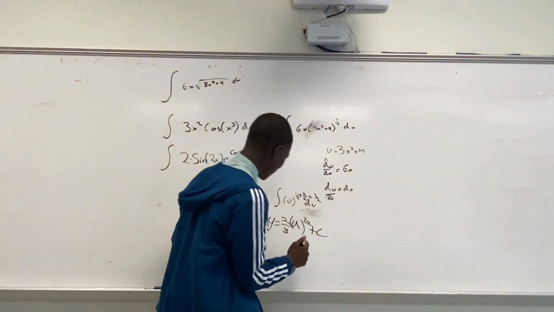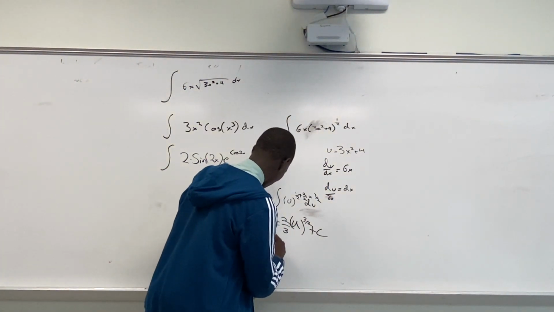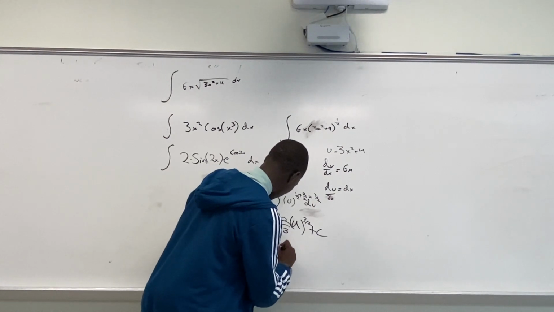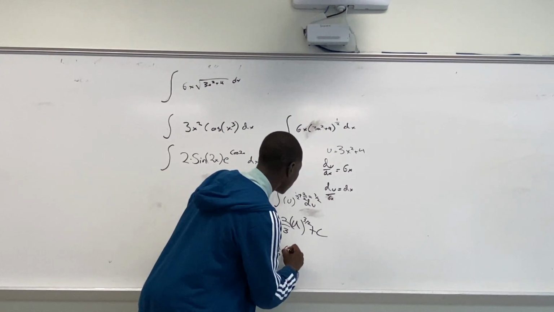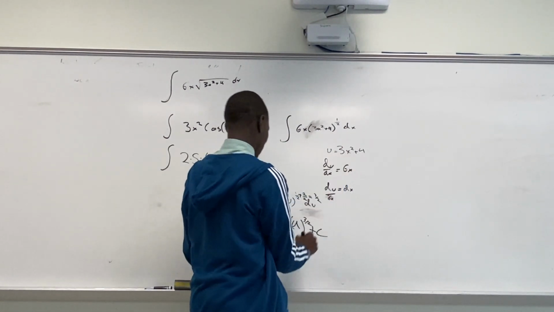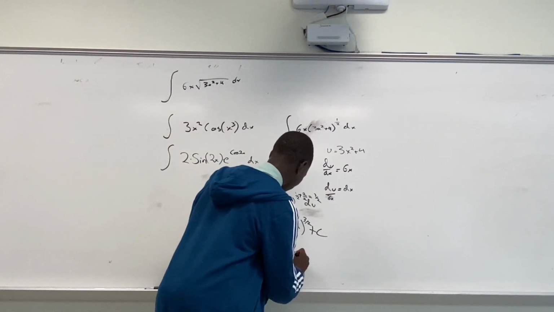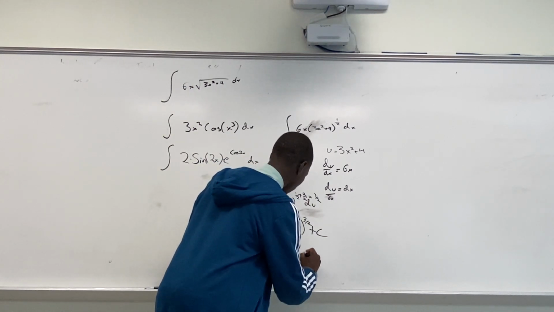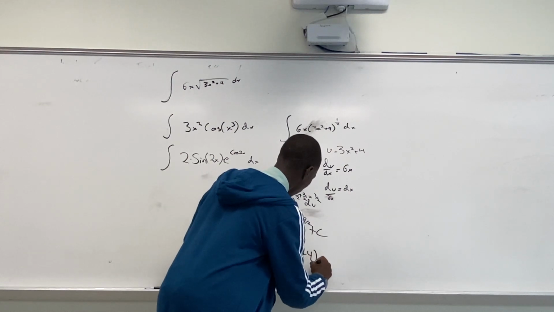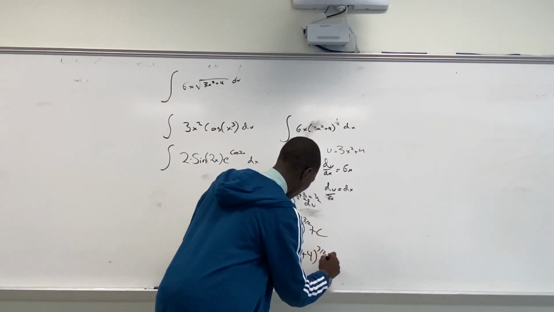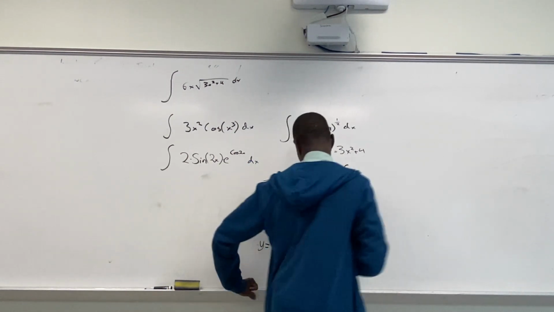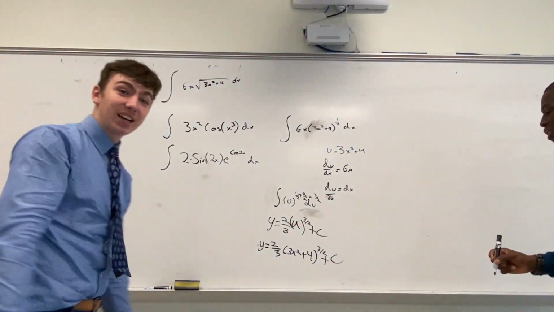Now, do you want to just substitute in what u is? So after that, you substitute what u is, and you get y equals 2 over 3, and u is equal to 3x squared plus 4, all raised to power 3 over 2 plus c. Okay, right, good job. And that's exactly what it is.